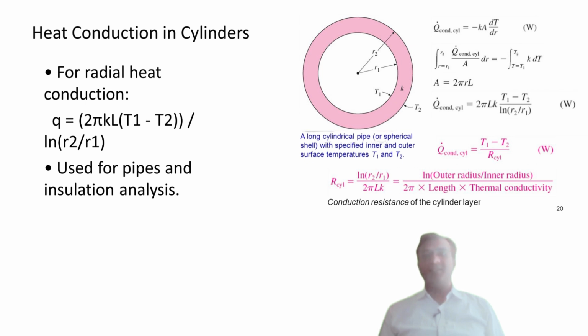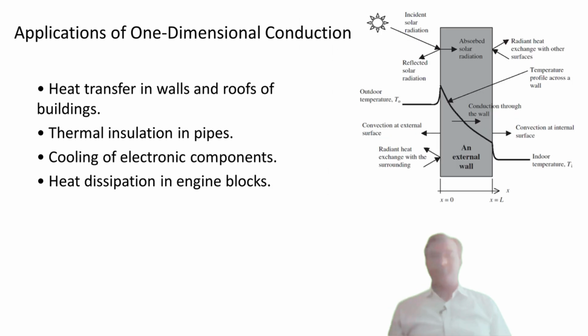This analysis is also used in electrical cables or nuclear reactors where radial heat flow is significant. Understanding cylindrical conduction helps engineers optimize thermal performance in industrial systems. Next, we will look at practical applications of one-dimensional heat conduction.